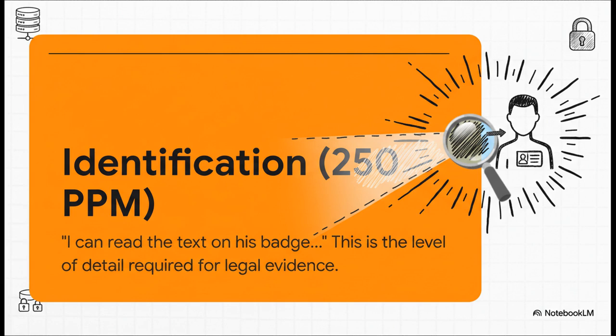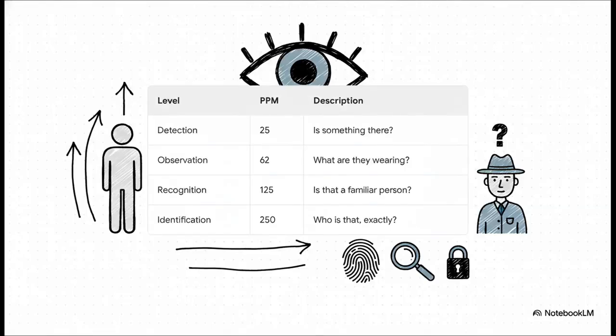For any high security area, this is absolutely non-negotiable. So let's just recap the DORI standard real quick. See how each level just builds on the last? You start by just detecting if something is there. Then you can observe what they're wearing. Then you can recognize a familiar face. And finally, the holy grail, positive identification. Each one serves a really specific, really critical security purpose.